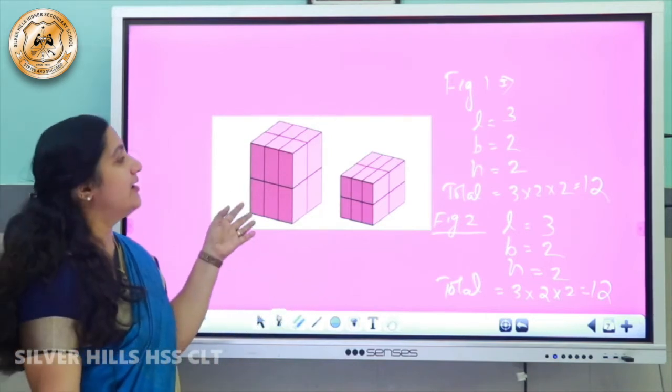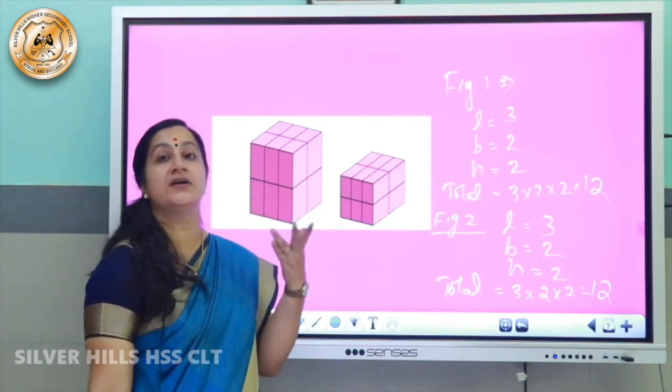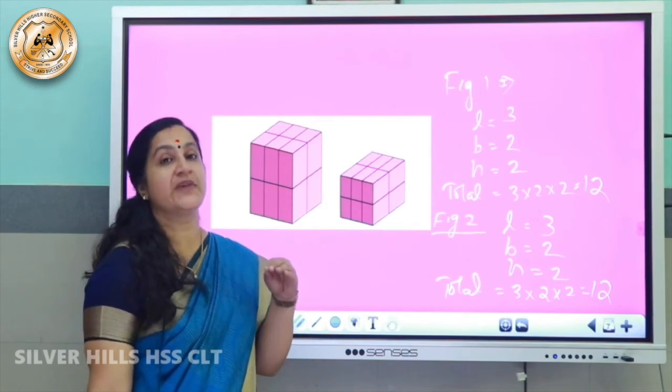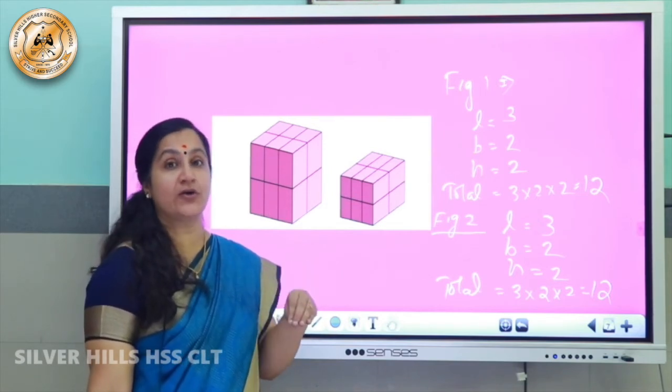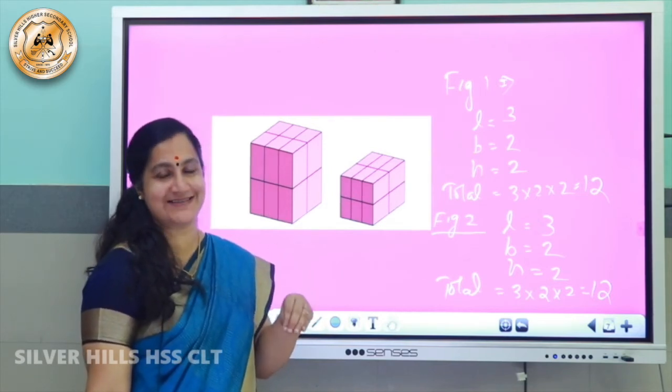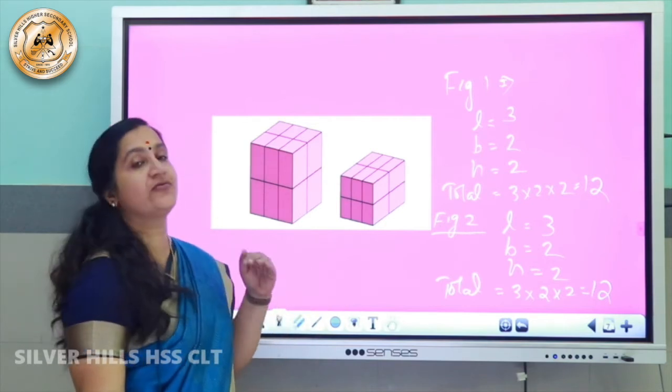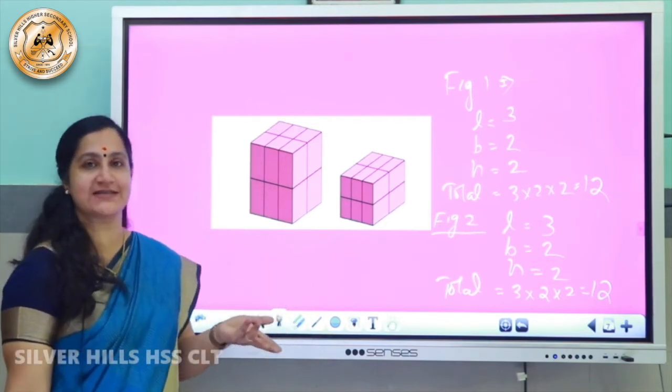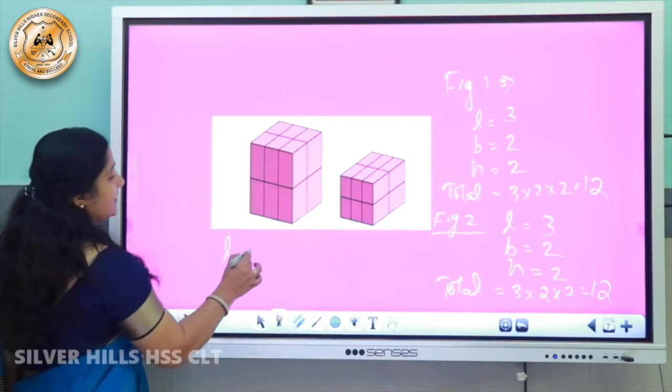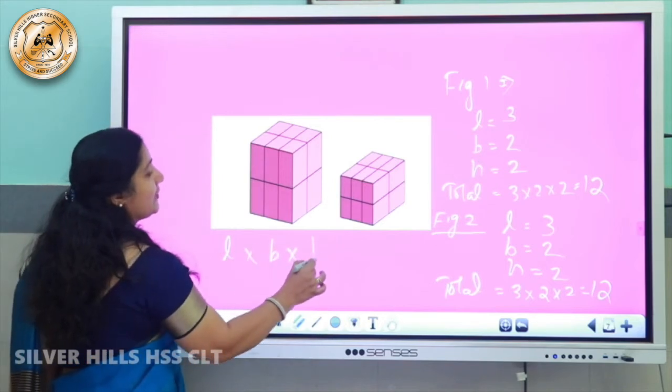So, if you want to say which one is larger and smaller, we have to find the total number of blocks. So, the easy way of finding the total number of blocks is length into breadth into height.